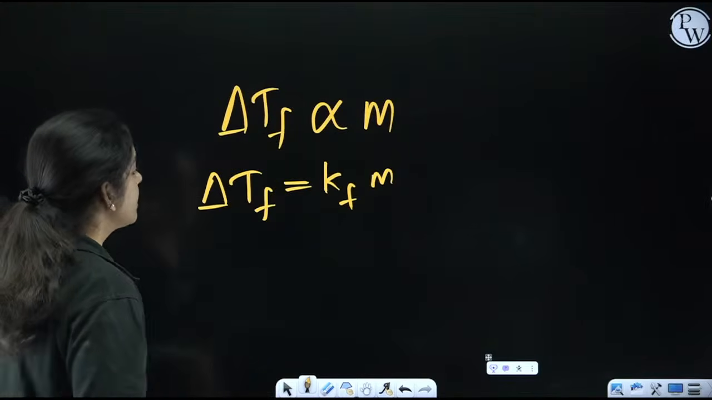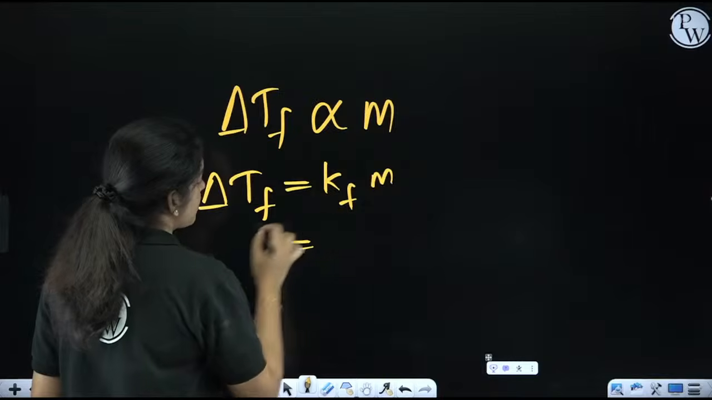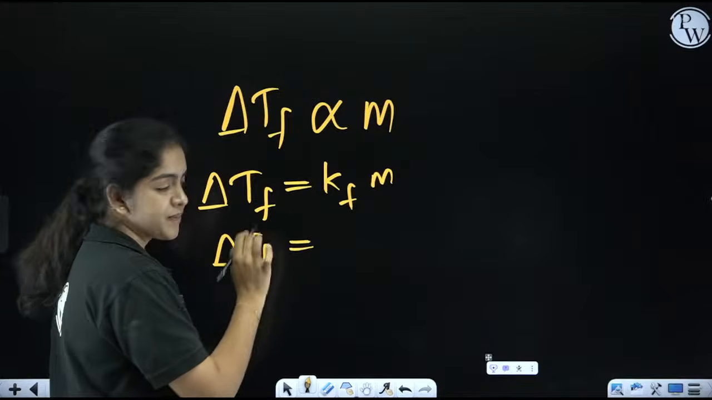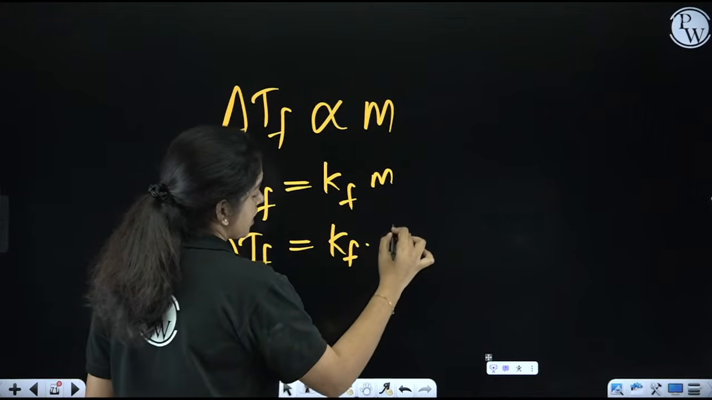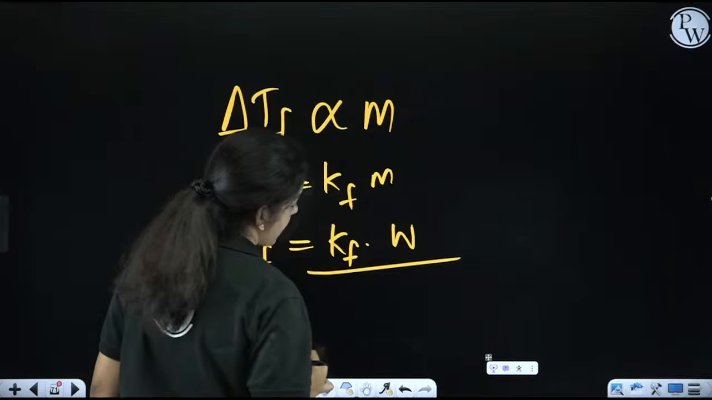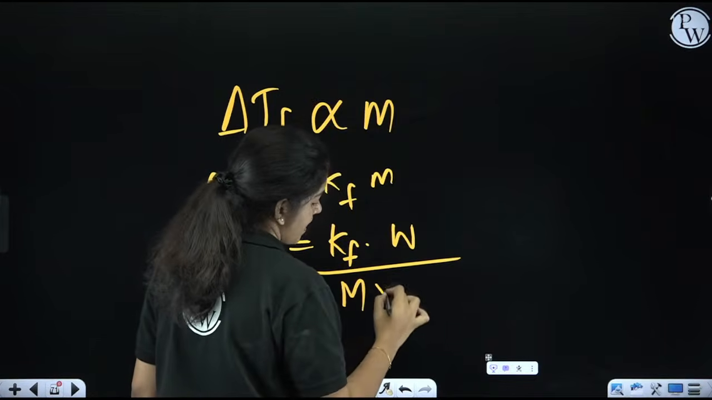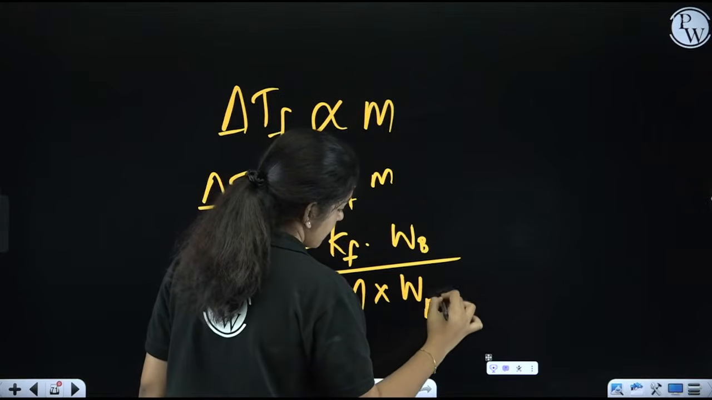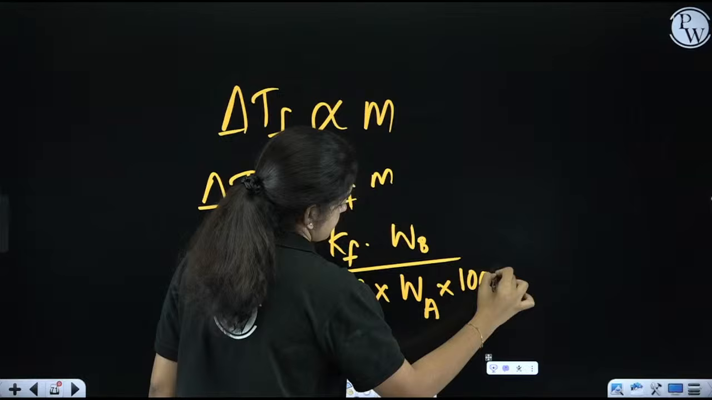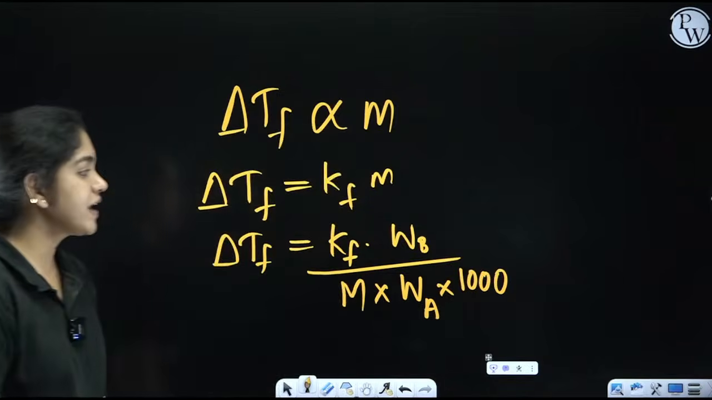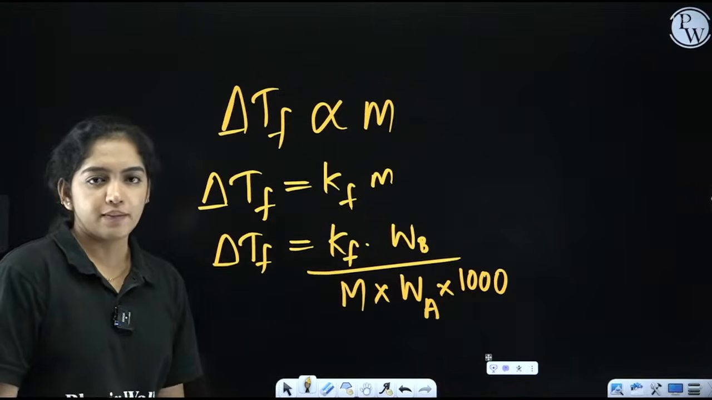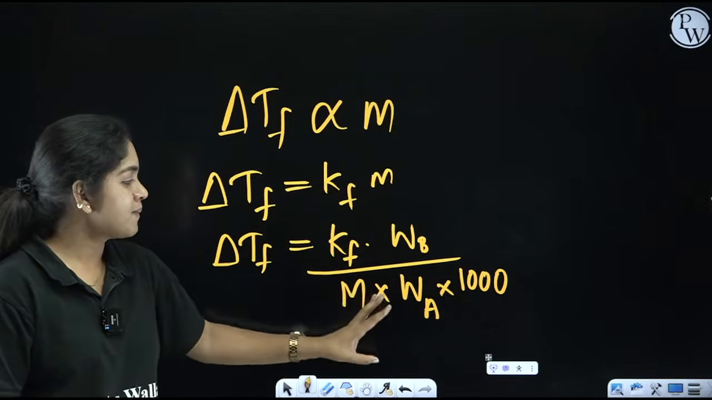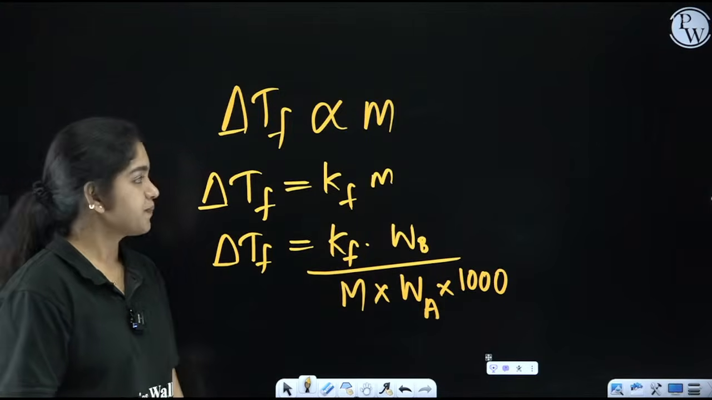Depression in freezing point. Now we want to introduce the equation for the molarity. If you are having the doubt, the same equation we are using here. So delta TF is equal to Kf, and what is the molarity equation? W divided by M, molar mass. I am writing here B, for solute, WA into 1000 kilogram. To show that it is in kilogram, we are using the 1000. Got it? So the final equation is delta TF equal to Kf into WB divided by M into WA into 1000.